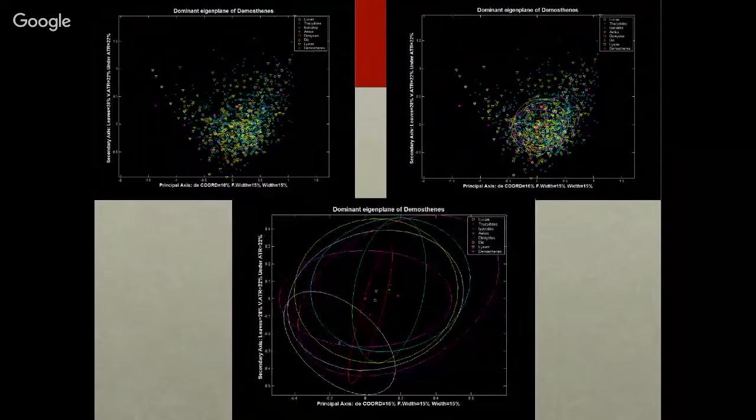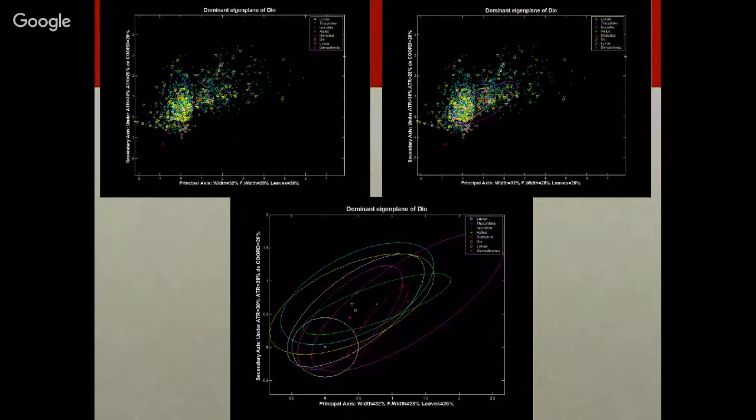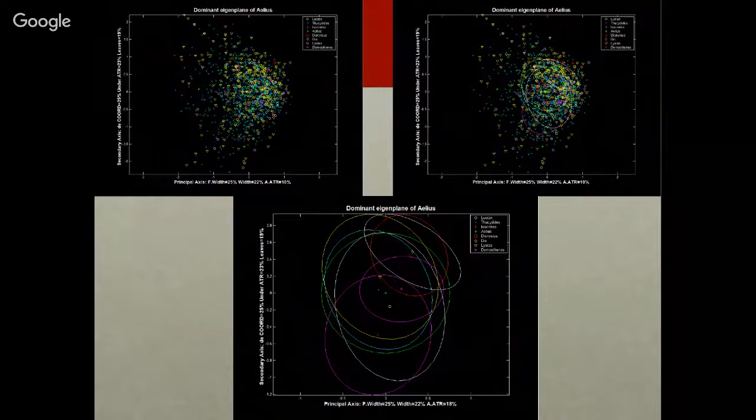And I did the same for ISOCRATES, DEMOSTHENES. Again, if you have time or if you have questions later on, I'll be happy to answer them. But if you are able to see, again, the attributives for the principal and secondary eigenaxis keep changing for each author. I did it for LUCIAN, DION, which looks really maybe the most different of all, and AELIUS ARISTIDES.